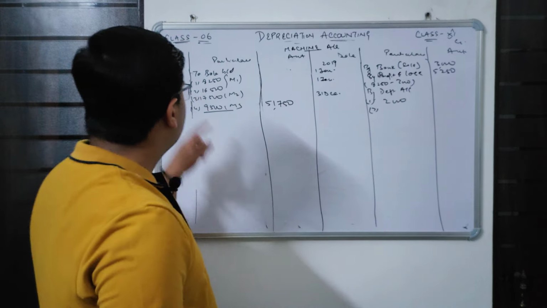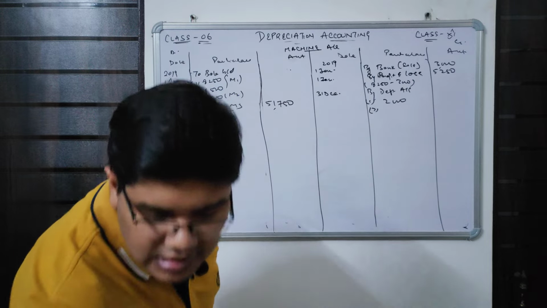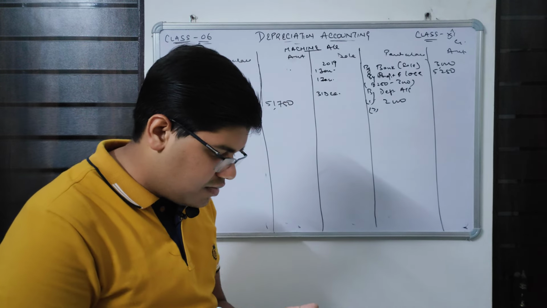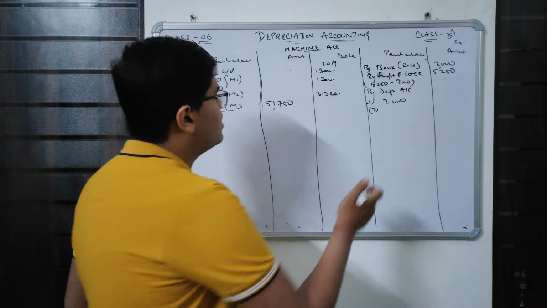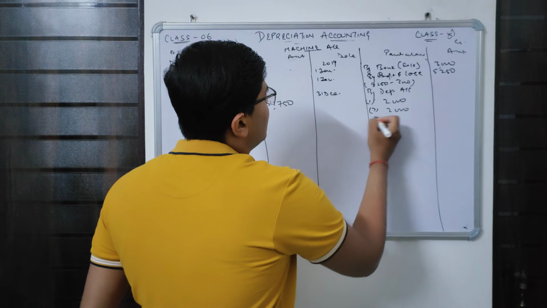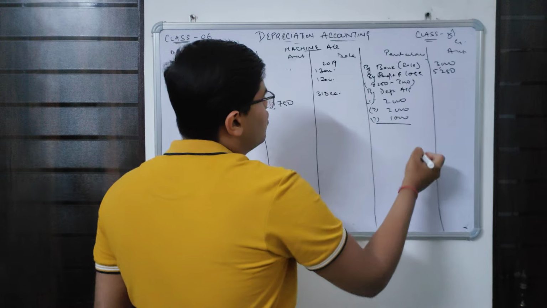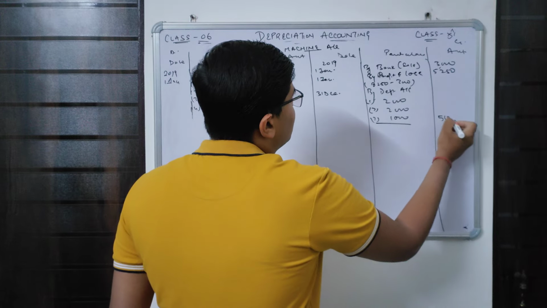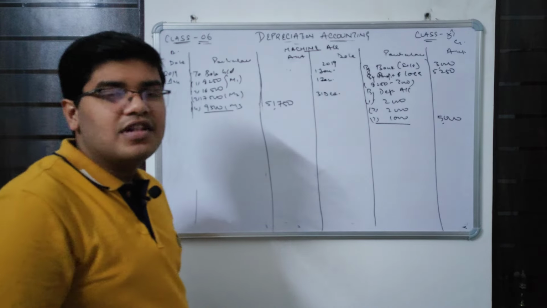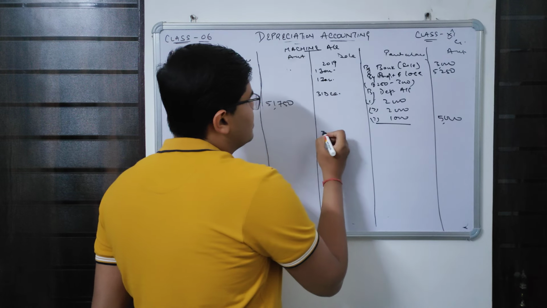Second machinery we have purchased, let me see at which value we have purchased it. We have purchased it for rupees 2,000. So 2,000. And third machinery 1,000. So if we total it, we will get here 5,000.